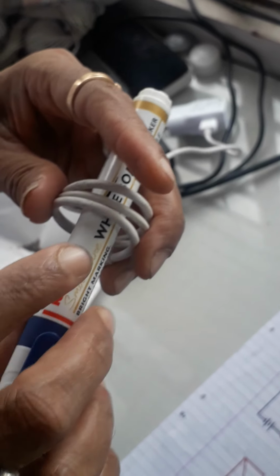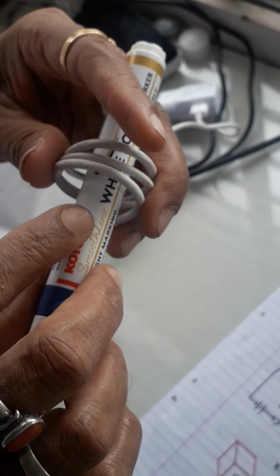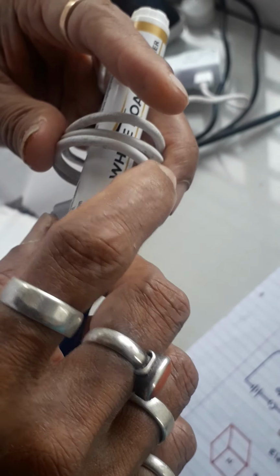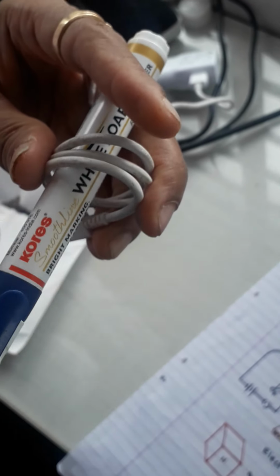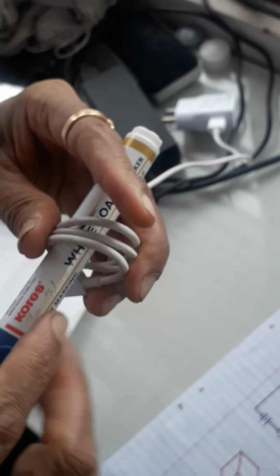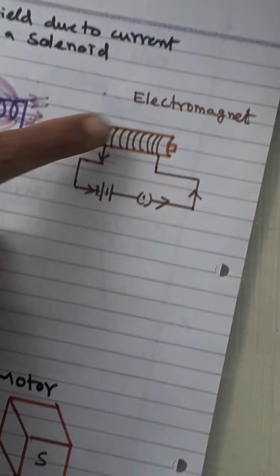Now, let us see how the magnetic power varies. This magnetic power will vary depending on how many windings you are keeping. The more circular forms and windings there are, the more magnetic power it will produce. Apart from that, if you supply more current, it will also produce more magnetic effect. Okay. Now, here I have shown the electromagnet diagram. That's what I have given here.